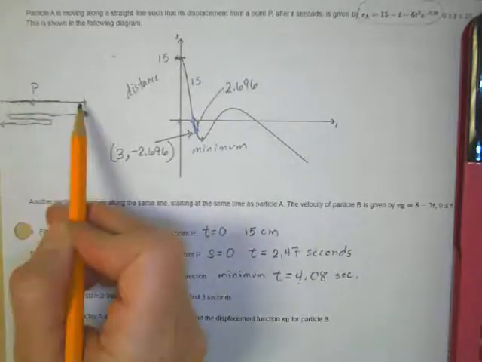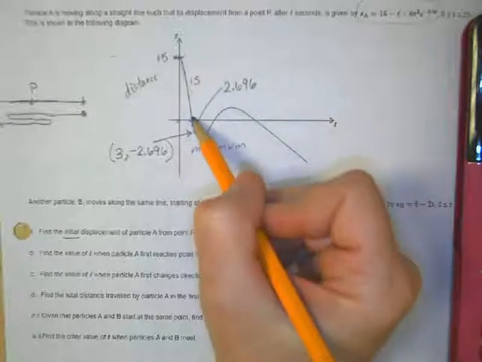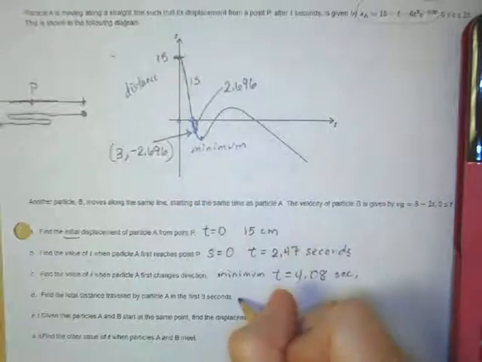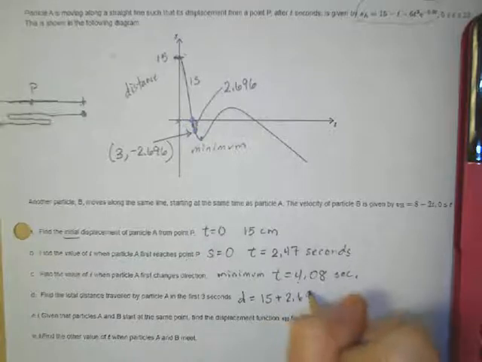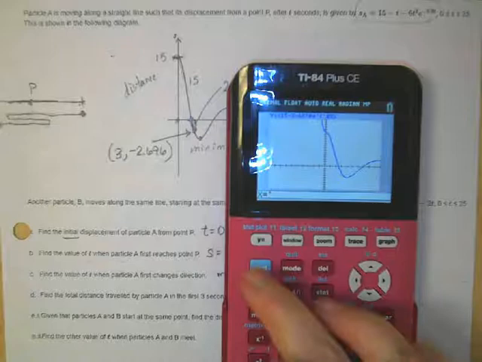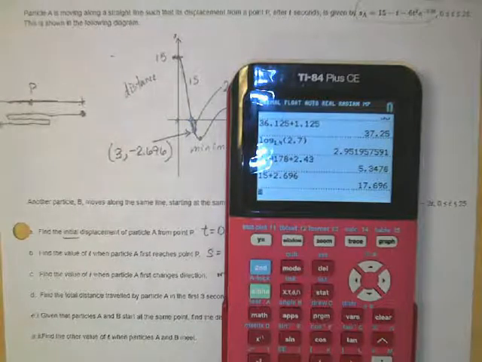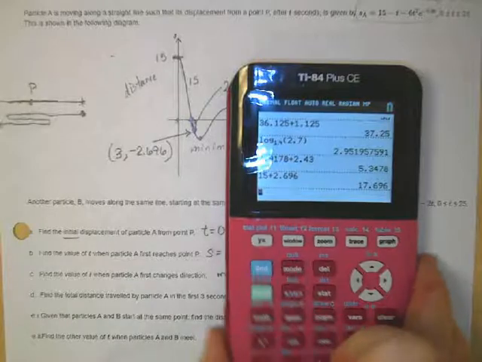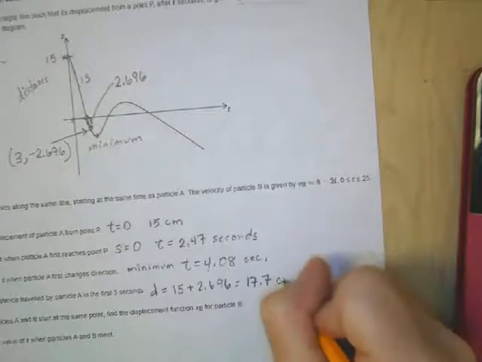So I need to add this side and I need to add that side. So I need to add the part above and the part below. So my total distance is going to be 15 plus 2.696. If I add those together, 15 plus 2.696, 17.696, and round that off to 3 significant figures, that's going to be 17.7. So my total distance is 17.7, and that would be centimeters.